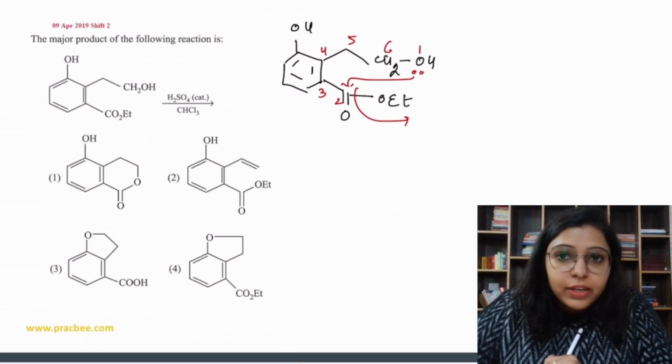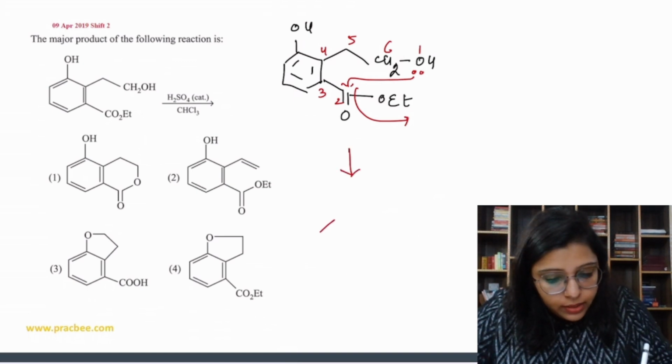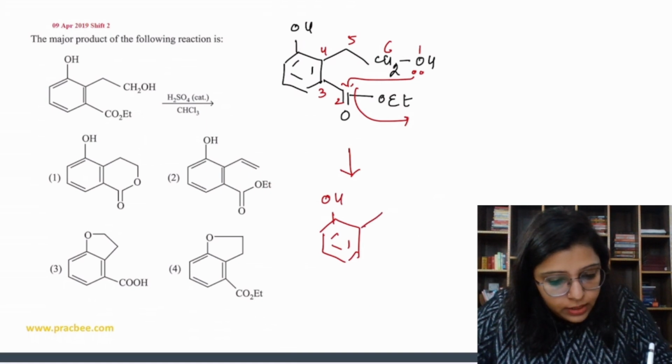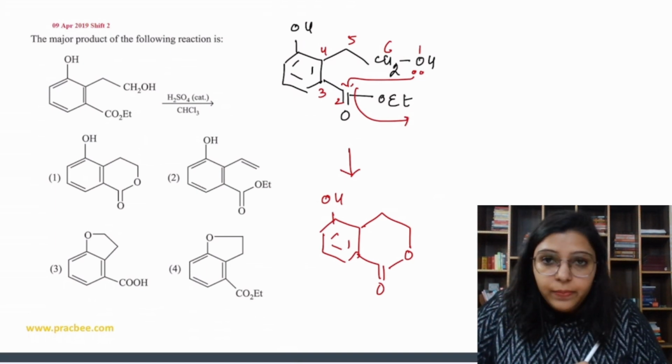Right? Intramolecular attack is going to be faster than intermolecular attack. Okay? So what we do? We write OH, and here we write oxygen and here a double bond. Clear? Okay? Do we have any other situation?